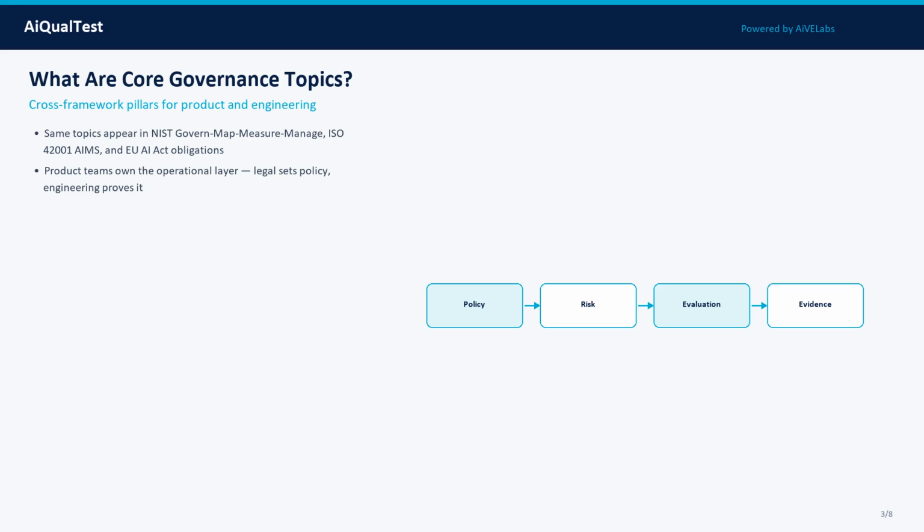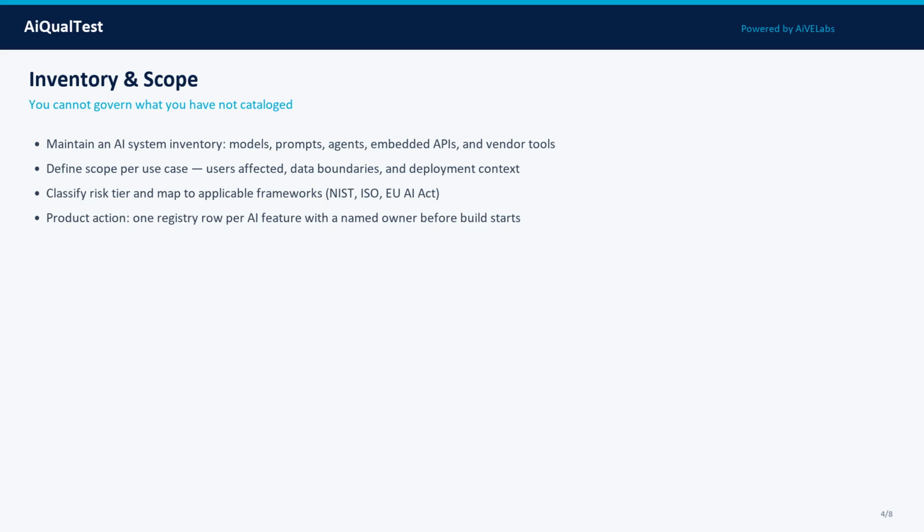Core governance topics boil down to 4 pillars. Policy sets the rules, approved use cases, data boundaries, and release authority. Risk identifies what can go wrong and who owns mitigation. Evaluation produces evidence that systems behave as intended. Evidence ties it all together: documentation, logs, and release records an auditor can reconstruct months later.